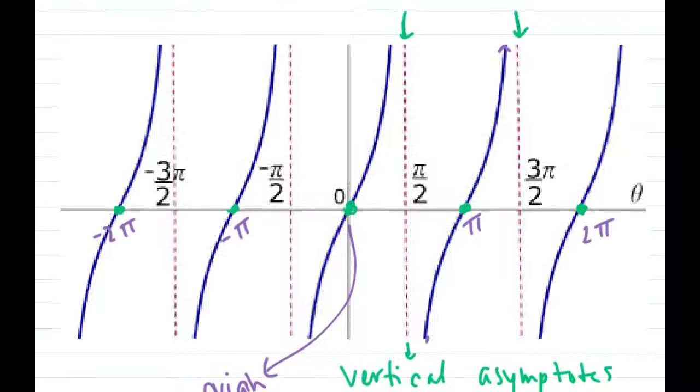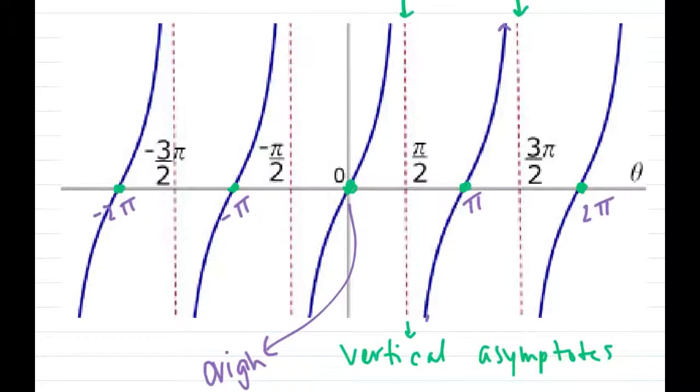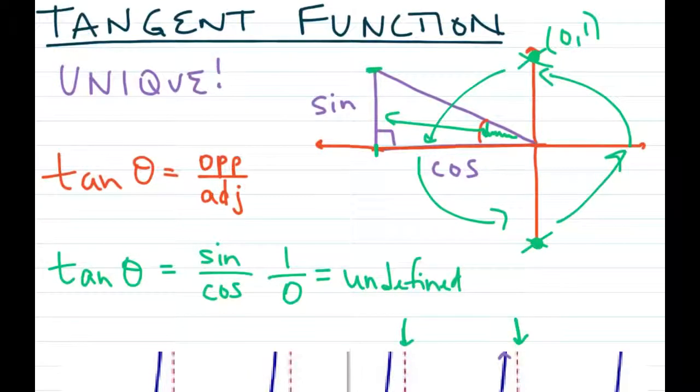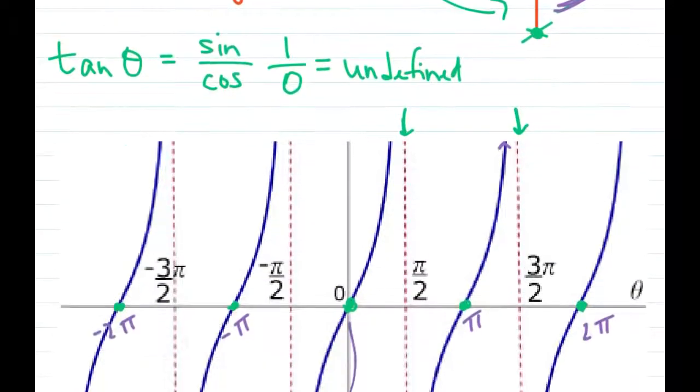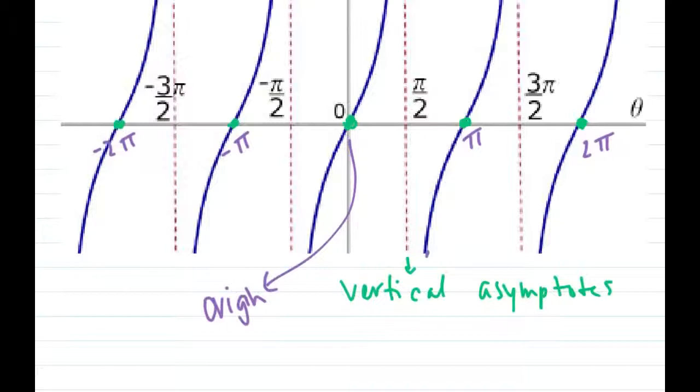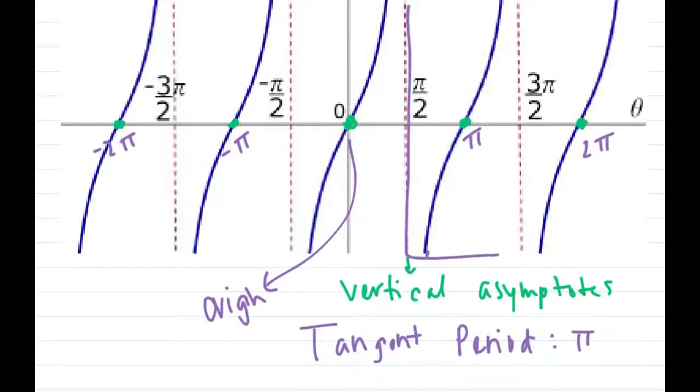And the last thing to realize is that if you think about the length between vertical asymptotes, that's 180 degrees, which we know is equal in radians to pi. So you would say that tangent has a period of pi. I can get through the entire tangent wave in a length of pi right here.